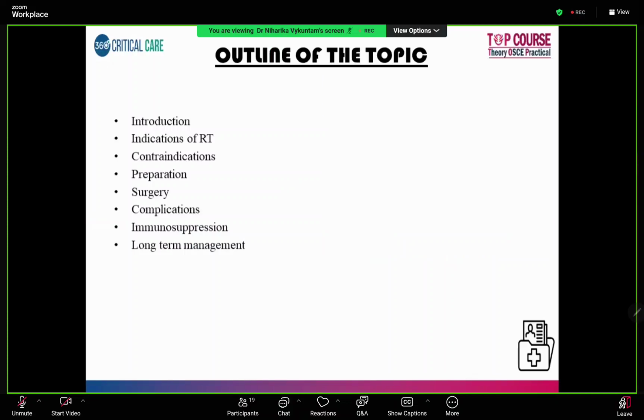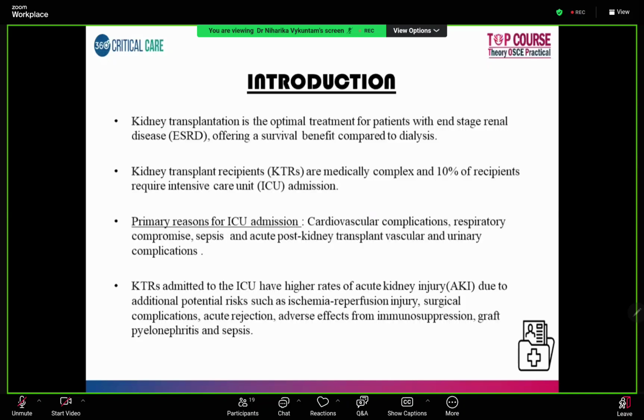I'll be dealing with the introduction, what are the indications of the renal transplantation, contraindications, how to prepare the donor as well as the recipient, some important points on the surgery which we should know as an intensivist. Major ones are the early complications for which the patient will be admitted to the ICU. Second is the immunosuppression. And the last, a single slide on the long-term management of these kidney transplant patients.